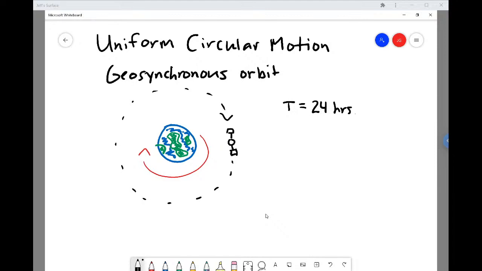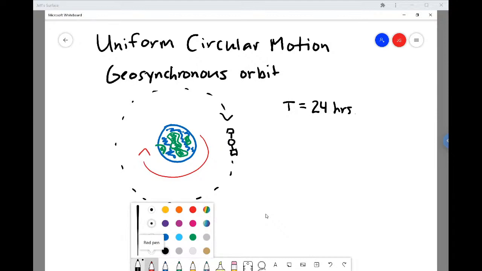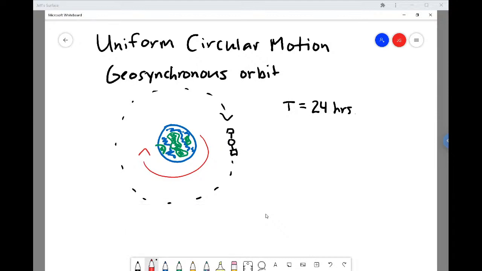So what we want to do here is use the physics of uniform circular motion to calculate, well, if it takes 24 hours to go around, what is the radius of the circular path? And the radius, called little r, is not the same thing as the altitude. Altitude would be distance above the Earth's surface, but the radius of the path is relative to the center of the Earth. All right, so what do we know about the physics of this situation?